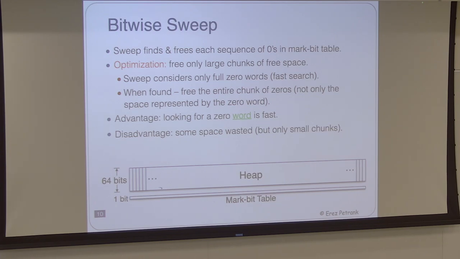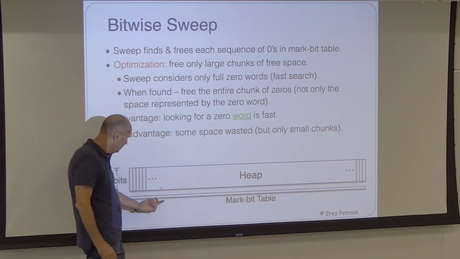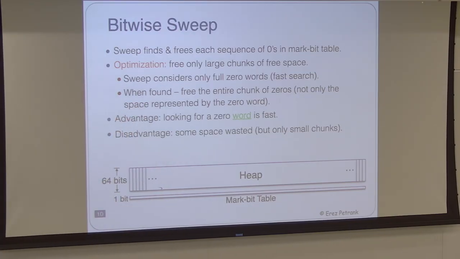So what it says is I'm going to go over the mark bit table and I'm only going to look at full words of zeros. So if I have 64 bits of zeros, then it's very easy for me. I ask, mark bit table of i equals 0. I don't have to work with bits. I'm working with words like I usually do in a program. And if it's 0, then I will reclaim the space around it. So I will look for all the zeros here until the first one, and I will look at all the zeros here until the first one.